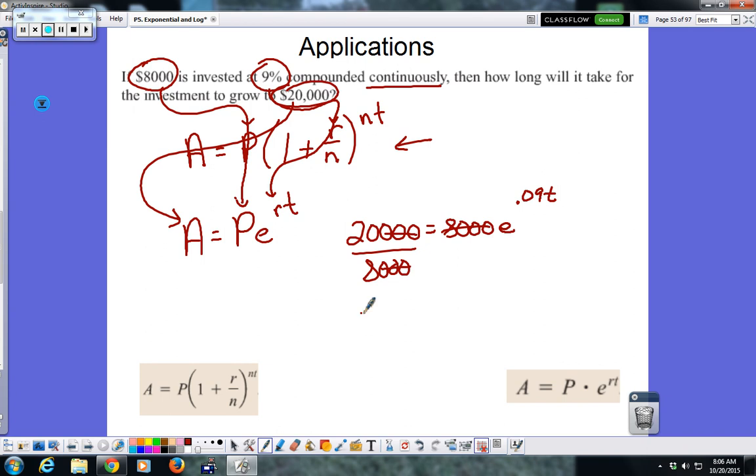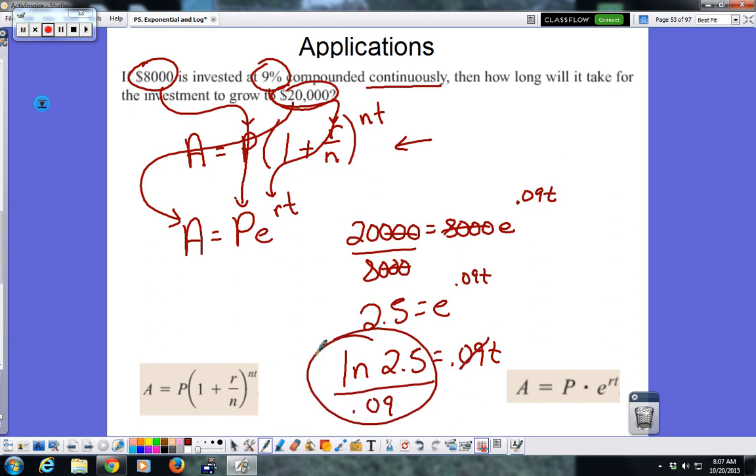So you have 2.5 equals e to the 0.09 t power. There's nothing else that can be moved over. So from that point, you simply change forms. That would be log base e of 2.5 equals 0.09 t. And to get rid of the 0.09, simply divide by it as well. There's what you type into your calculator: the natural log of 2.5 divided by 0.09.